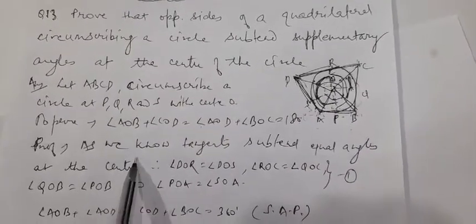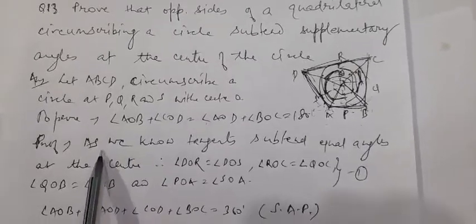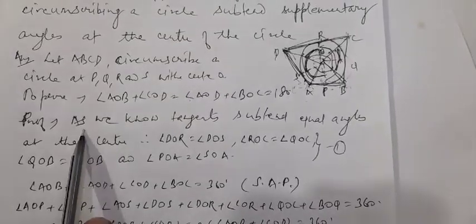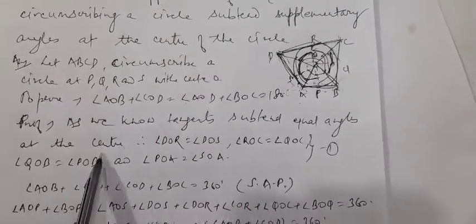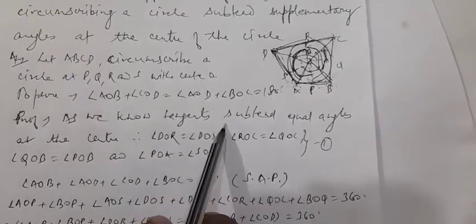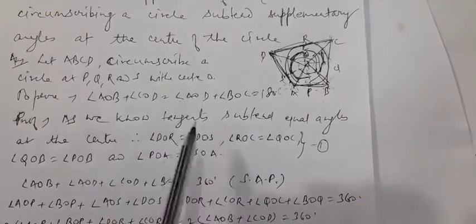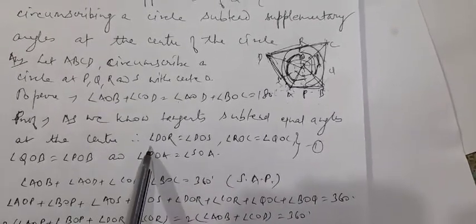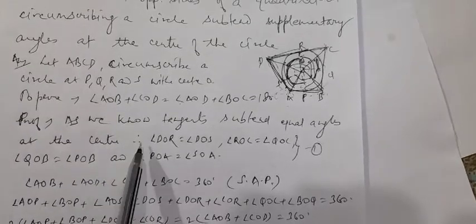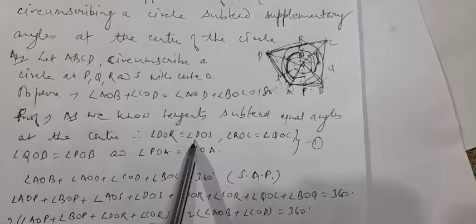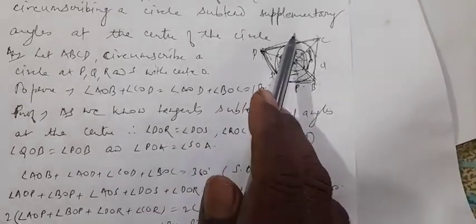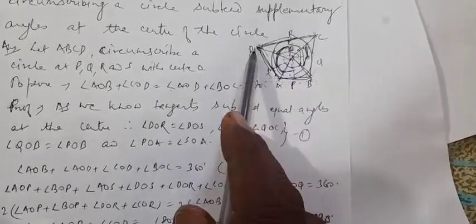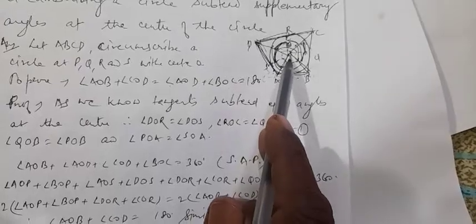Now, as we have just discussed the statement, as we know, tangents subtend equal angles at the center. If you write down this statement, the teacher will not deduct your marks because they are also aware that it is a theorem, based on theorem 10.2. As we know that tangents subtend equal angles at the center, therefore angle DOR will be equal to angle DOS. These are the angles subtended by tangents DR and DS at the center.